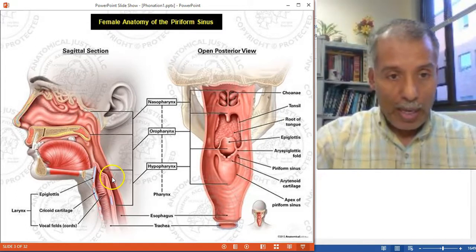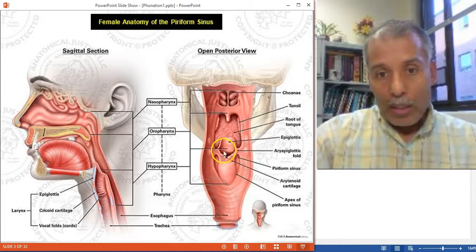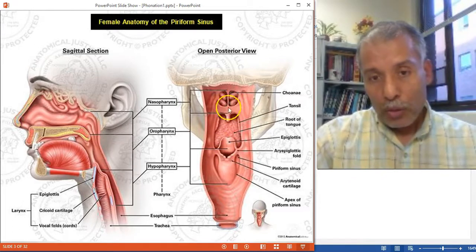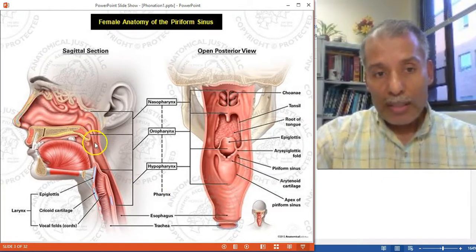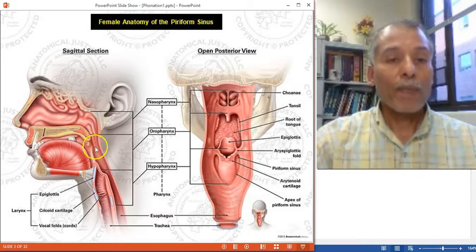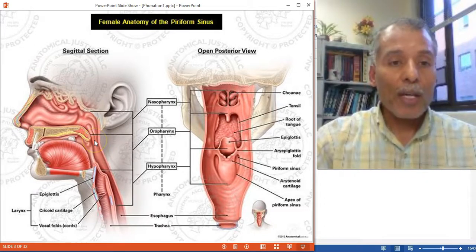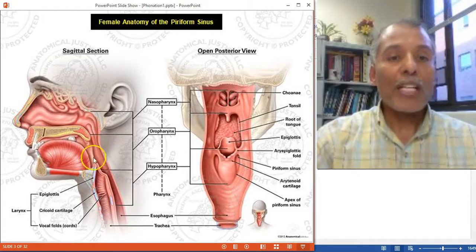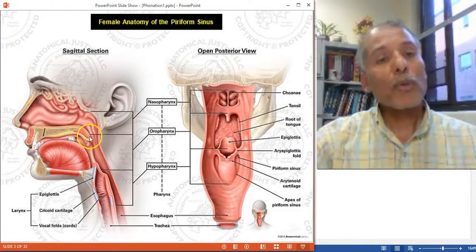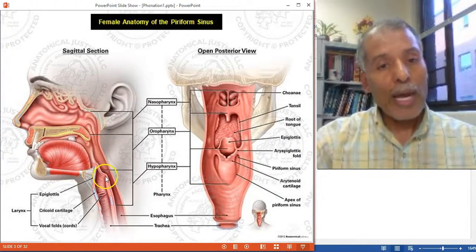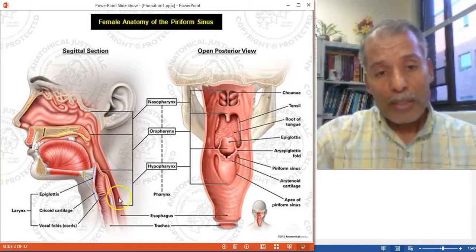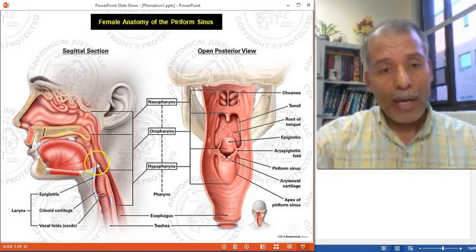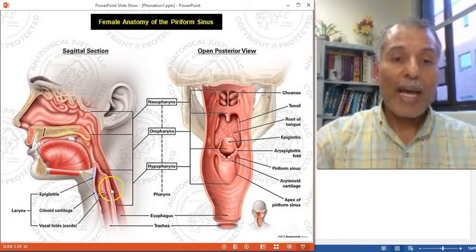So anyways, you have a posterior view, which is also a coronal view, and that shows you how the pharynx here leads to the esophagus. So that pharynx is shared. The pharynx is shared by the digestive system and by the respiratory system. So you breathe through it and you also speak through it. So the esophagus lies behind the trachea and behind the larynx.